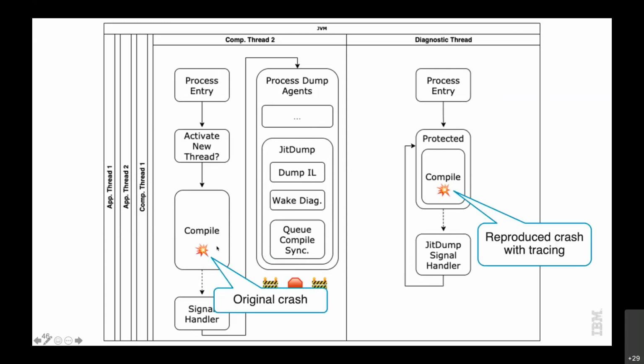So remember, this was the original crash in the compilation thread. And on the right-hand side, we have a reproduced crash within a recompilation. Except now, in this case, we have tracing for that particular crash. So the diagnostic thread was able to handle, quote unquote, this crash by doing nothing, just printing to std error.